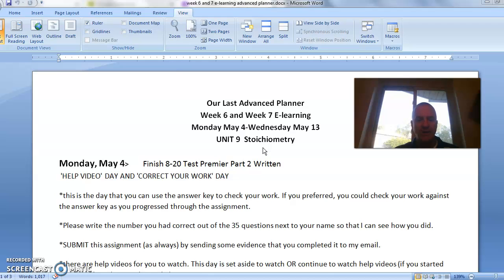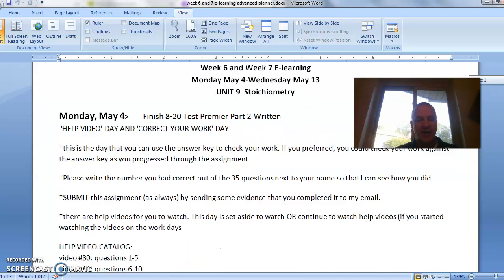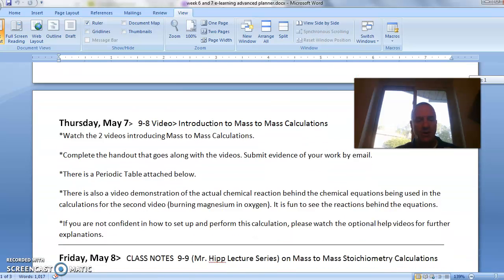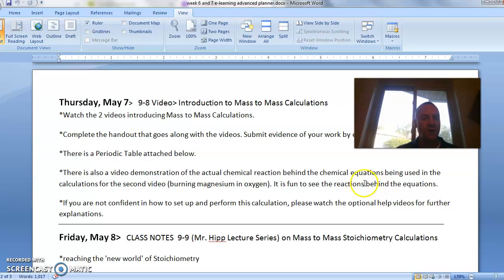Definitely making use of Unit 8, where we learn to write and balance chemical equations, because stoichiometry in chemistry is utilizing balanced chemical equations and the proportions therein to solve for things that chemists would want to know. So our Unit 9 stoichiometry unit continues today with perhaps the most important calculation you can do in all of chemistry. We are on Thursday, May 7th, and today we have an introductory video on mass-to-mass calculations.